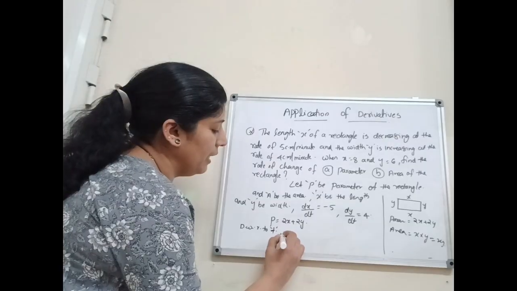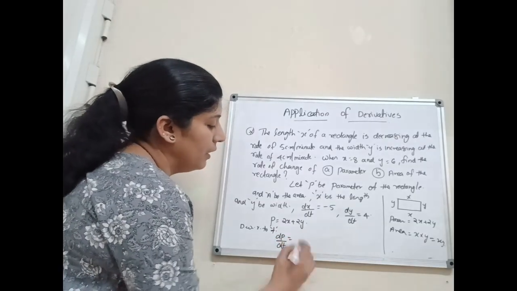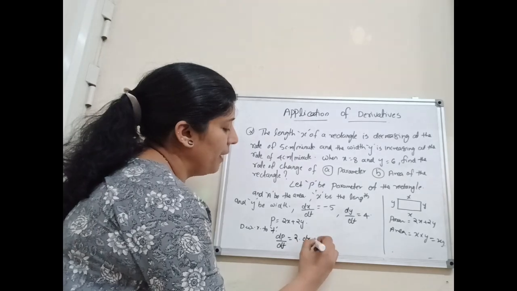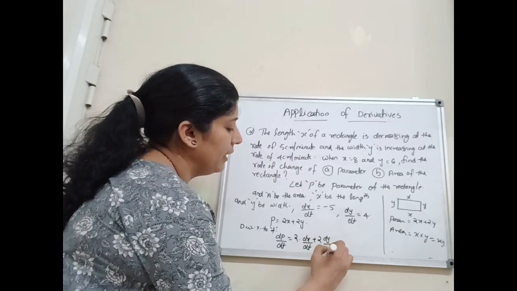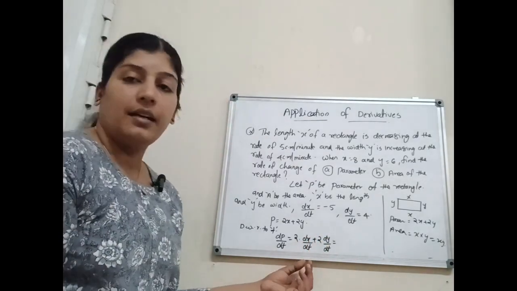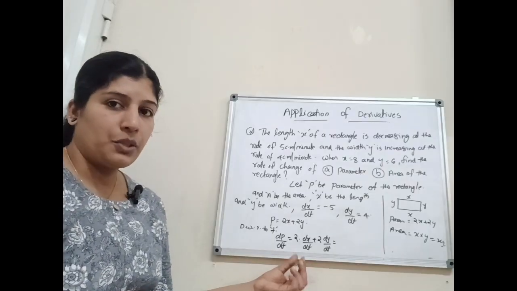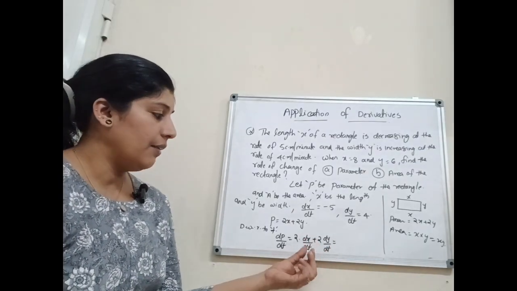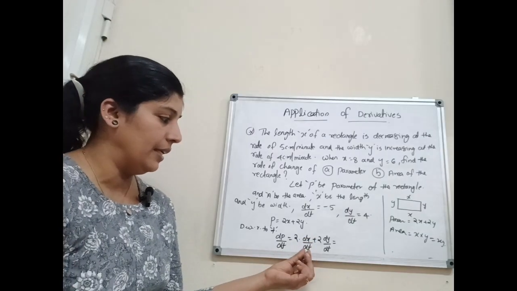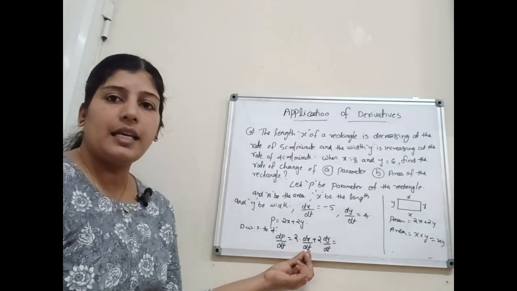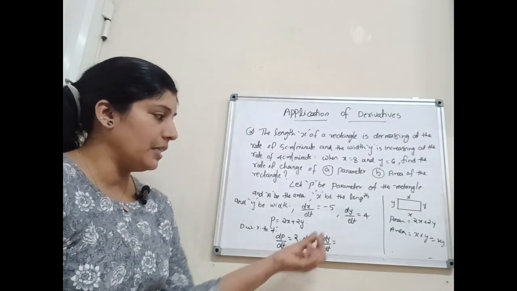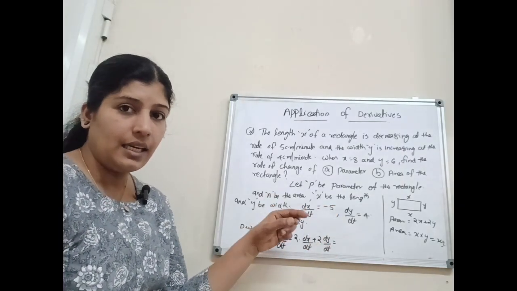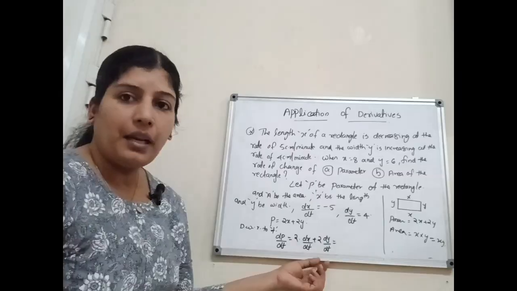That is dp by dt equal to, here 2 is constant. Therefore, 2 into dx by dt plus 2 into dy by dt. Here x varies with respect to time t and y varies with respect to time t. dx by dt is decreasing by 5 centimeter per minute, that is minus 5, and dy by dt is increasing, that is the width is increasing 4 centimeter per minute.